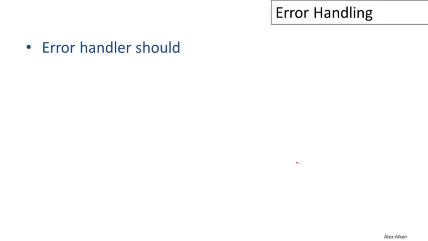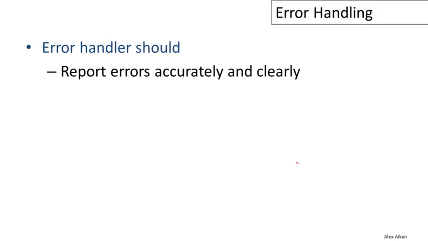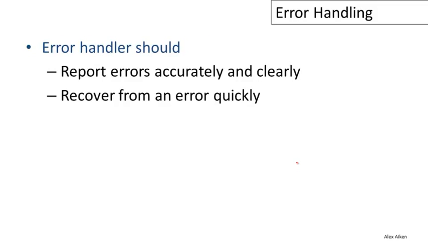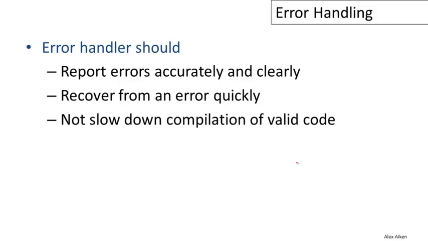So what are the requirements for good error handling? Well, we want the compiler to report errors accurately and clearly so that we can identify what the problem is quickly and fix it. The compiler itself should recover from the error quickly, so when it hits an error, it shouldn't take a long time to make up its mind what to do before proceeding. And finally, we don't want error handling to slow down the compilation of valid code. That is, we shouldn't pay a price for the error handling if we're not really using it.